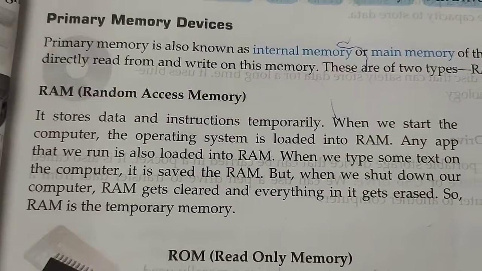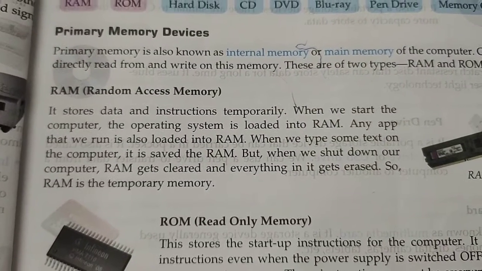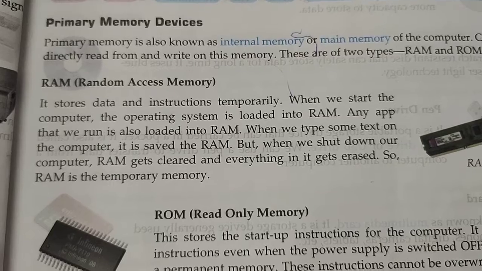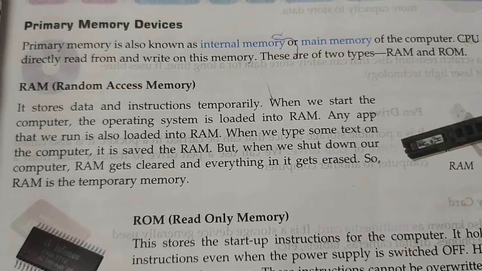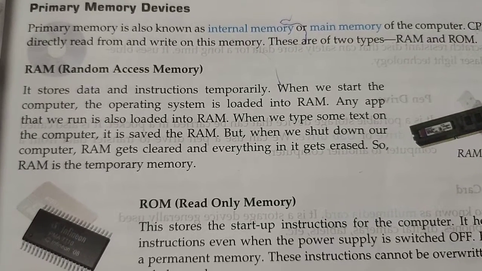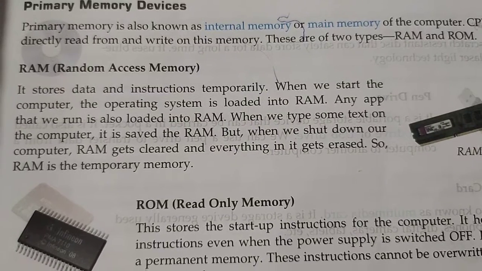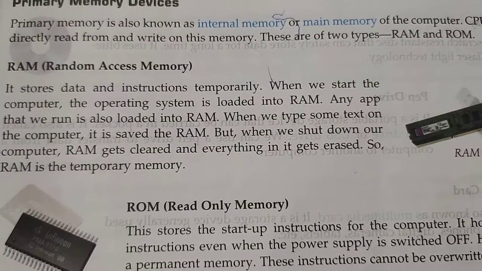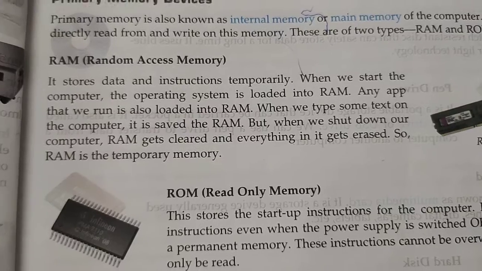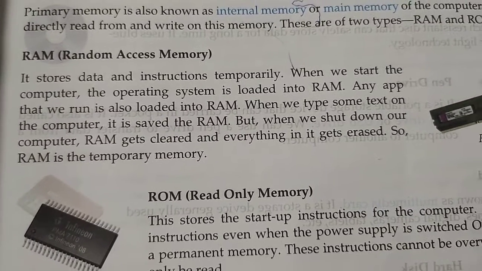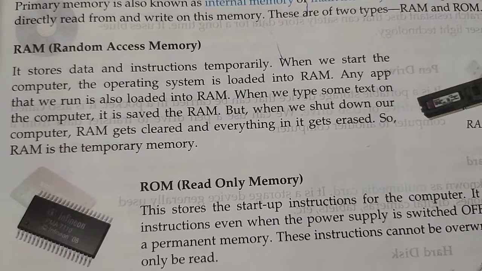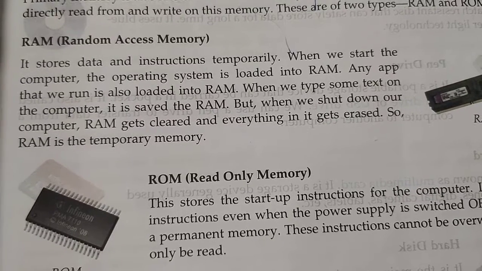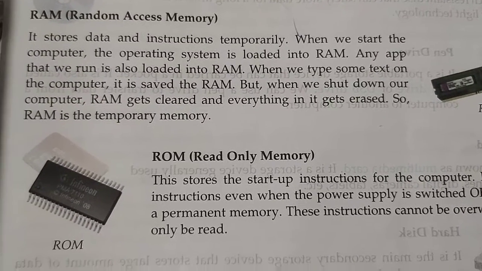So RAM and ROM. Now RAM, I told you, is random access memory. It holds data and instructions temporarily. When we start the computer, the operating system is loaded into RAM. Any app that we run is also loaded into RAM. When we type some text on the computer, it is saved to the RAM. But when we shut down our computer, RAM gets cleared and everything gets erased. So RAM is the temporary memory.